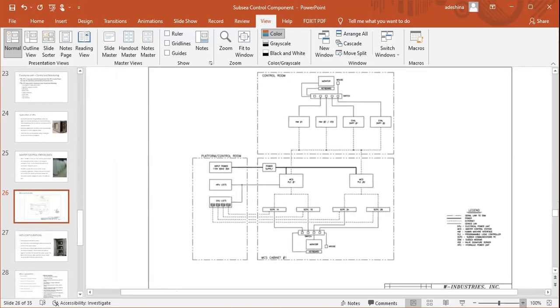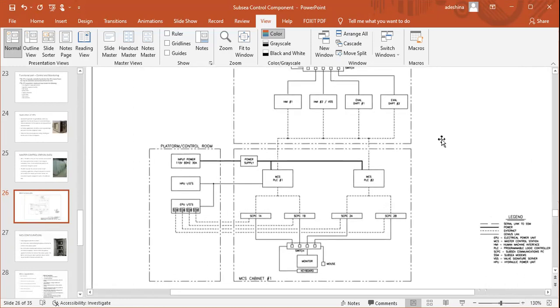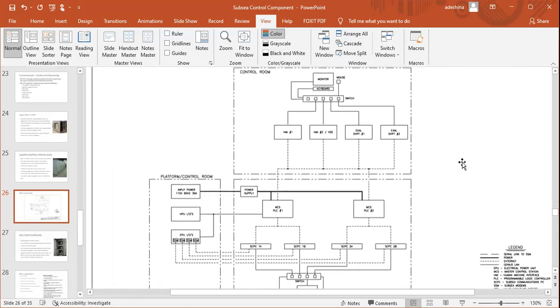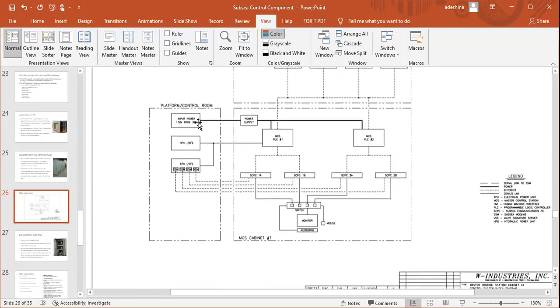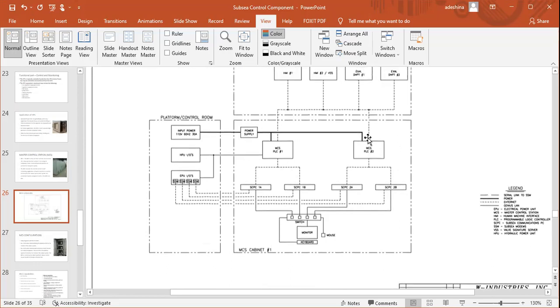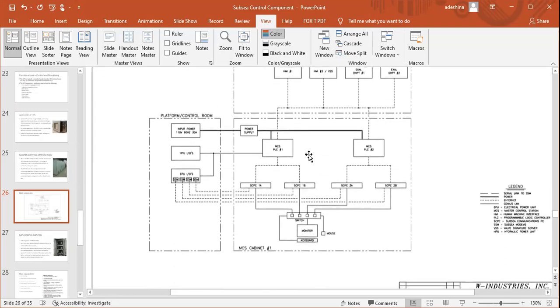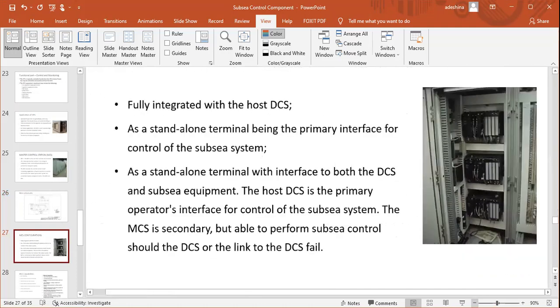Let me see if I can make this bigger. Can you see this? When you get the notes, you can see it better. So we have the control room. We have the HMI, which we call the human machine interface. This is the redundancy. We have our switch boxes, keyboard, monitor, and mouse. On the platform control, we have our input power, HPU, EPU. Then in the MCS cabinet, we also have keyboard, monitor, switches, SPCU, and MCS, which is the master control station. So everything is interlinked, and it is all these things that you now have as an output to our umbilical. So let's move on.